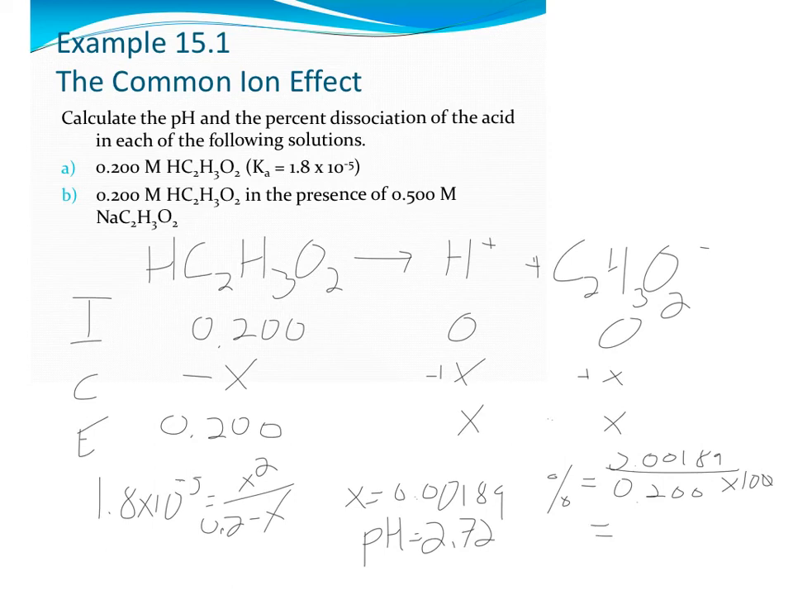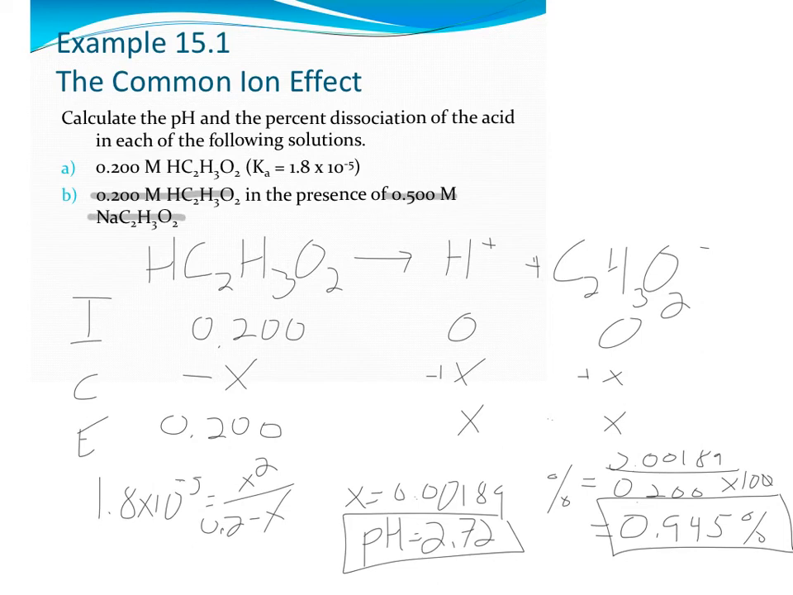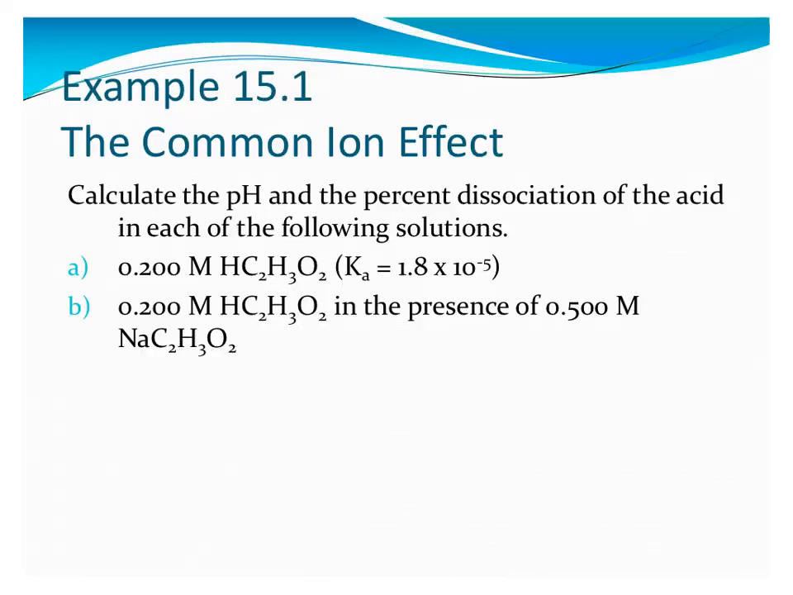And the percent dissociation here, it's really small. It's 0.945%. So a simple weak acid problem, pH is 2.7, and my percent dissociation is a little less than 1%. This is going to change a lot. The next problem here says, what if I had that same solution in a 0.5 molar sodium acetate? So let's take a look at that one.